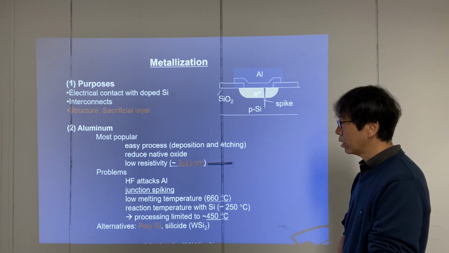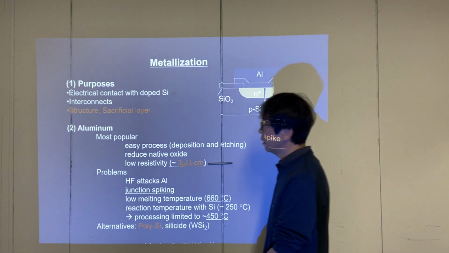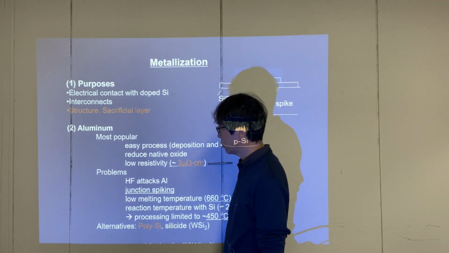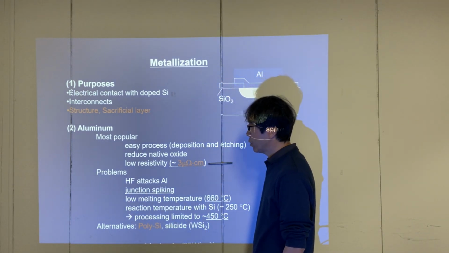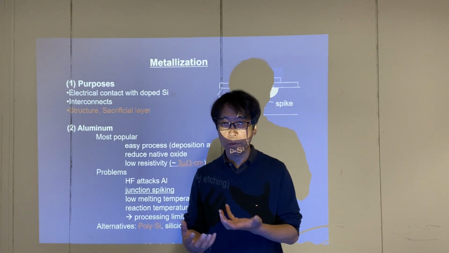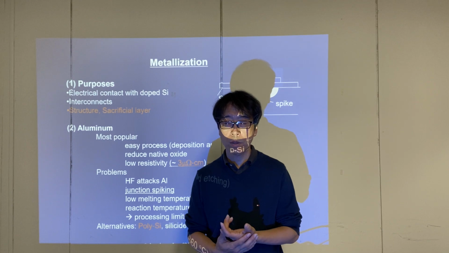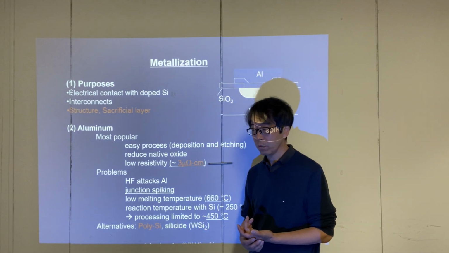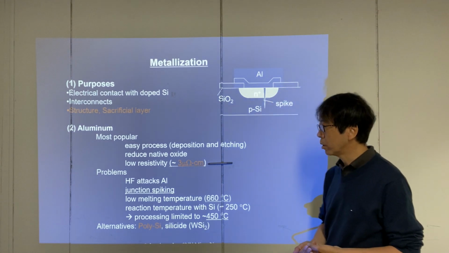The problem is aluminum can be attacked by HF, hydrogen fluoride. Why is HF important? Because normally you use HF to create certain movable structures. If you have aluminum on top of it, your aluminum will be removed. You don't want that to happen, so you need to come up with different combinations.